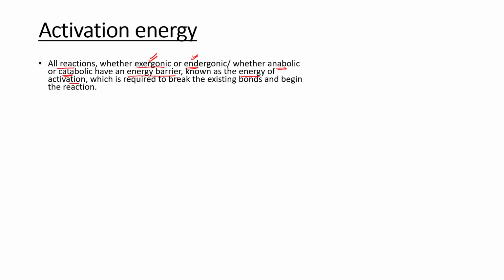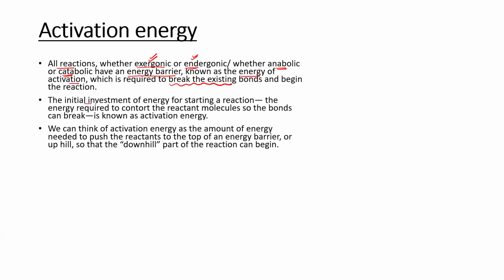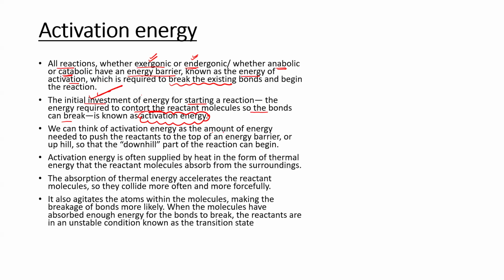They have to cross this barrier so that they can break the existing bond and then start the reaction. So we have to make an initial investment to start the reaction, meaning we have to change the structure of the reactant molecule so that old bonds can break. That minimum energy which we have to invest is known as activation energy. Clear, beta? You can imagine it this way: it is the amount of energy needed to push the reactant to the top of the barrier, meaning uphill, so that the downhill reaction can start.